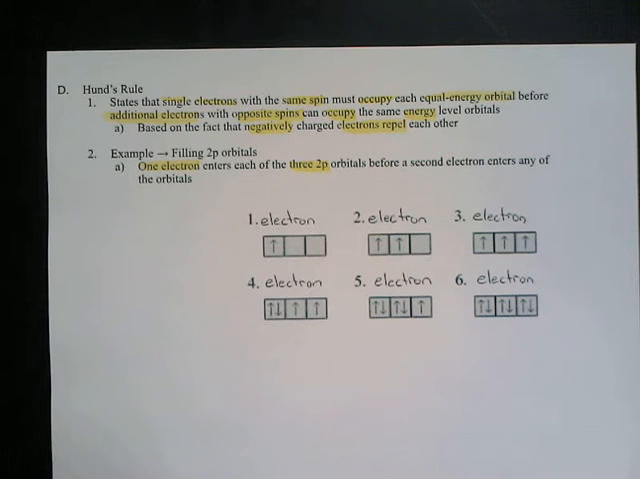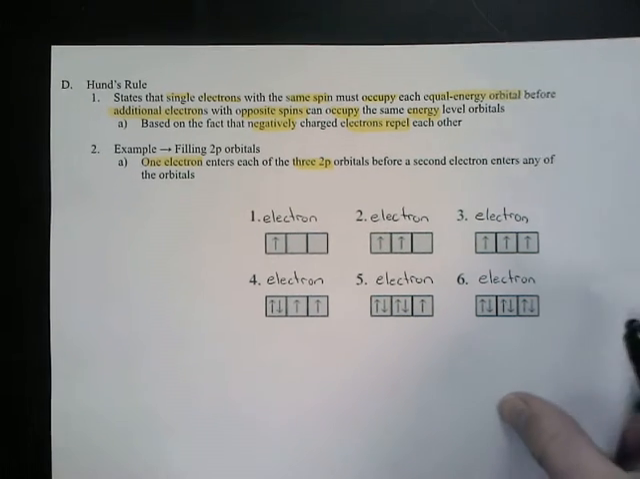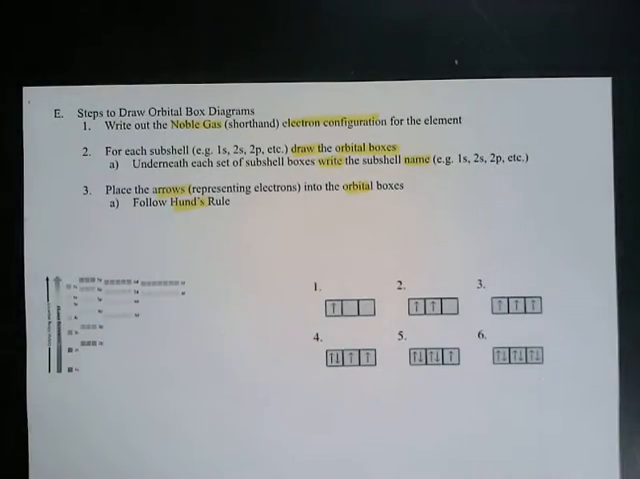So again, we'll apply this here in a couple examples, but we'll go through our steps first. Okay, so our steps to draw an orbital box diagram are this. One, you need to write out the noble gas electron configuration. Now for each subshell, you're going to need to draw particular boxes that we need. Remember, one box is equal to one orbital, and one orbital can only hold a maximum of 2 electrons. Then we need to abide by those rules and add those particular electrons. Okay, so let's go over a couple examples.